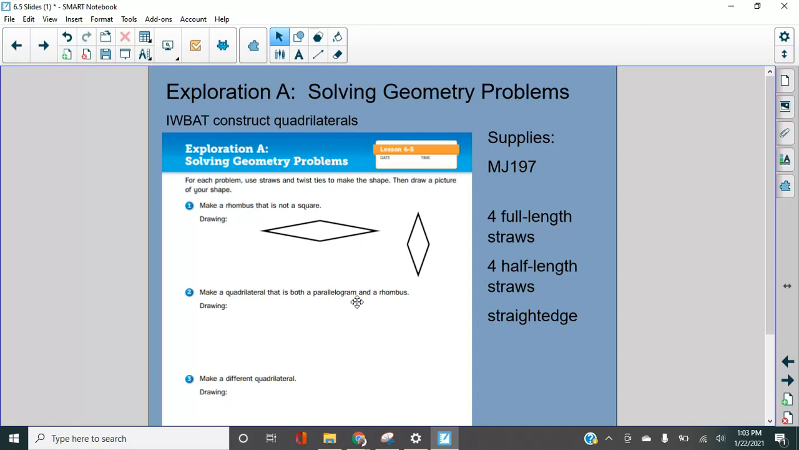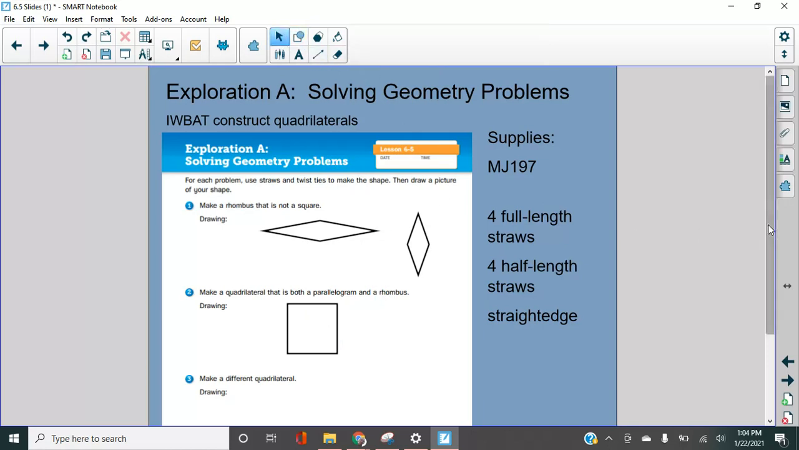Okay, there's 2 correct answers. You could draw a rhombus. I could draw this and just put one down here. Okay, or I could draw a square. Now, why can I draw a square? Well, a square is a parallelogram. How do I know? This side and this side are parallel. And this side and this side are parallel. That's two sets. And it's a rhombus because it has four equal sides.